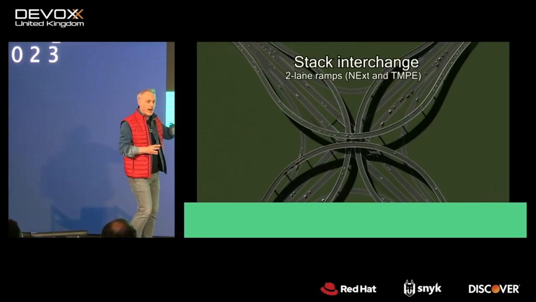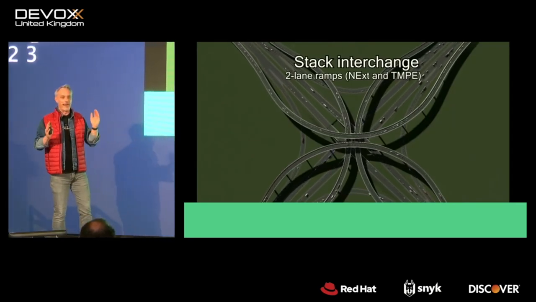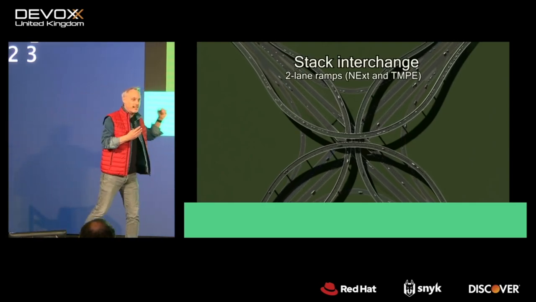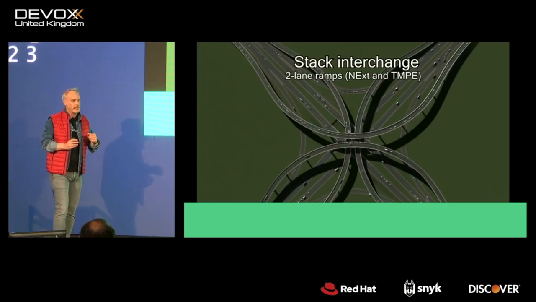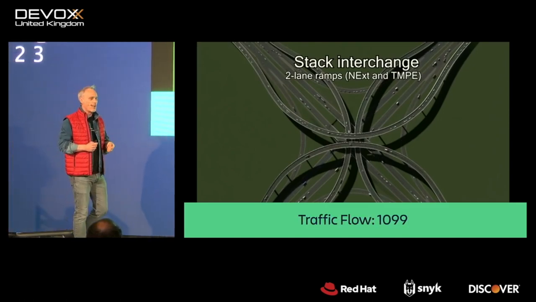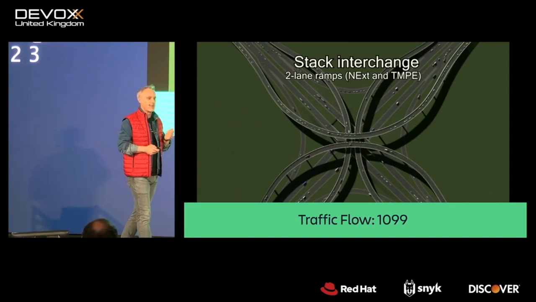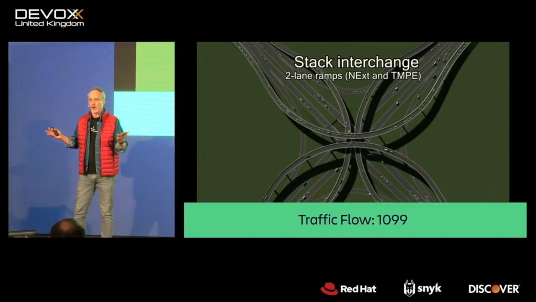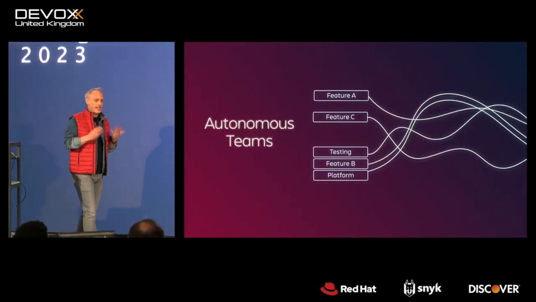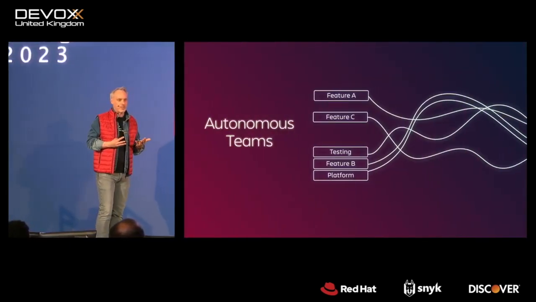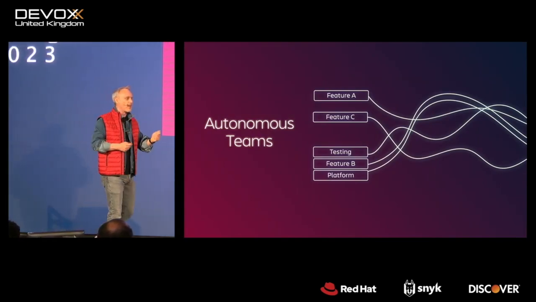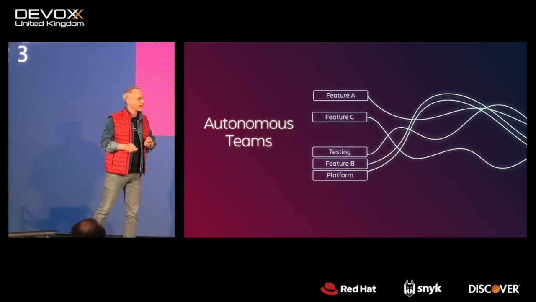Yeah. Looks complicated, right? But what it does is that cars are not slowing down. They can just merge into the next lane, right? And guess what? The simulation shows traffic flow is 1,099 cars per minute. But what does that mean for work, right? What does that mean for our developer work? Well, it means we have autonomous teams. We don't have to wait for someone else. We have autonomous teams that can drive their work through the pipelines.